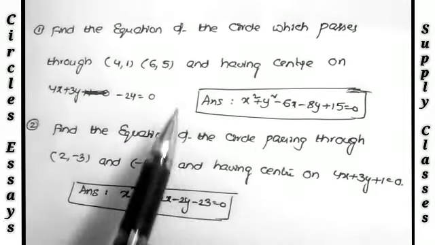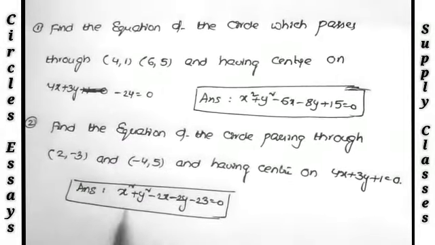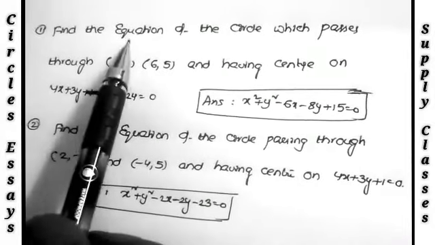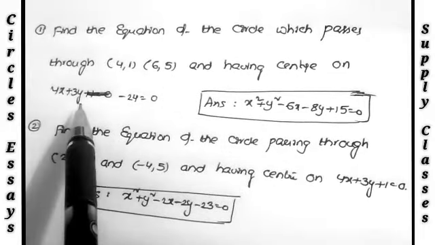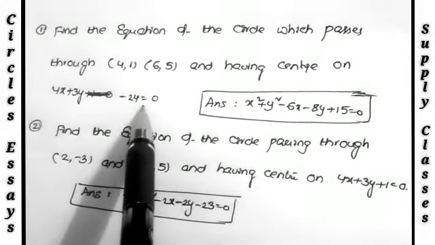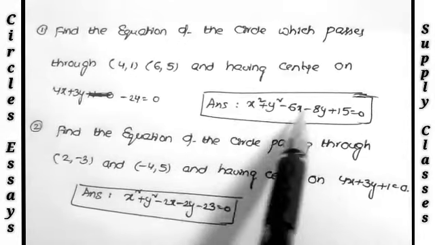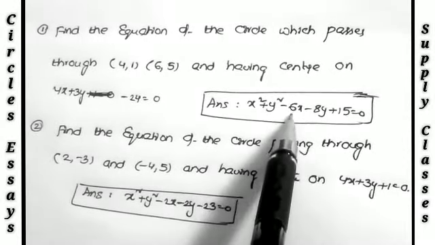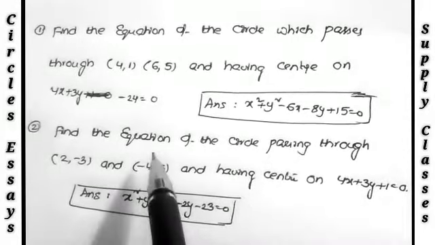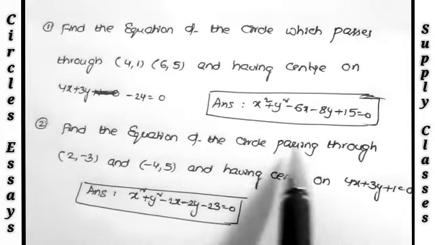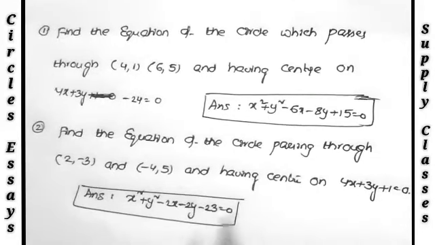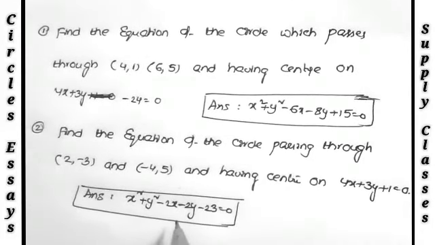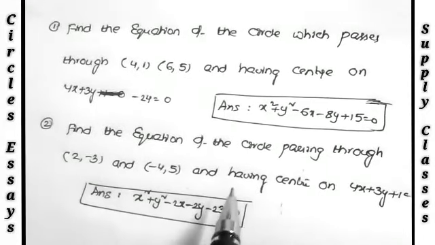Okay, see the two problems. These two questions are the same model as the explained problem, same procedure. First one, find the equation of the circle which passes through the points (4, 1), (6, 5) and having the center on the line 4x plus 3y minus 24 is equal to 0. The answer to this one will be x square plus y square minus 6x minus 8y plus 15 equal to 0. And the next one, find the equation of the circle passing through (2, minus 3) and (minus 4, 5) and having the center on the line 4x plus 3y plus 1 equal to 0. So the answer is x square plus y square minus 2x minus 2y minus 23 equal to 0. Okay. So these two questions are the same model.